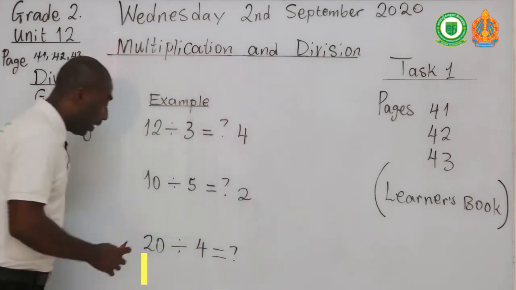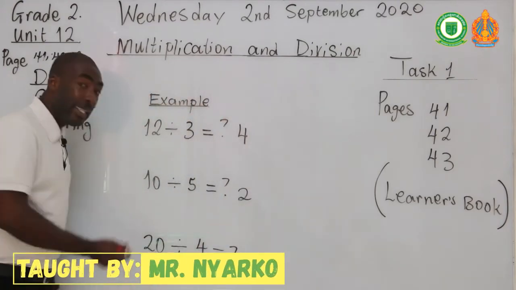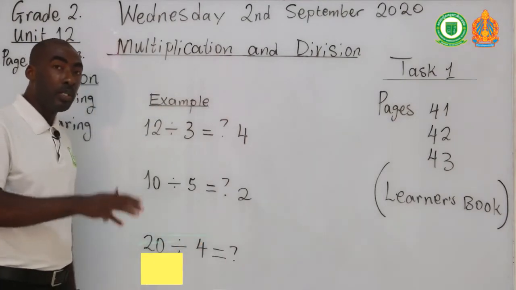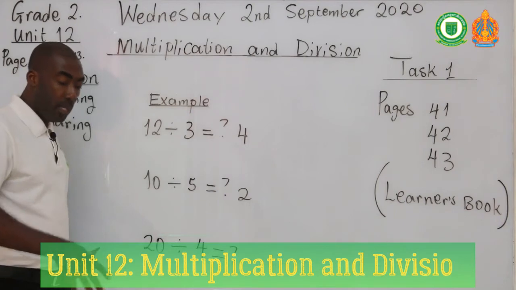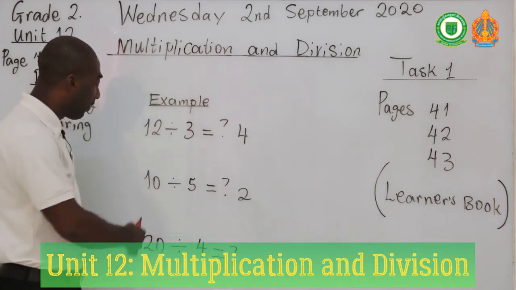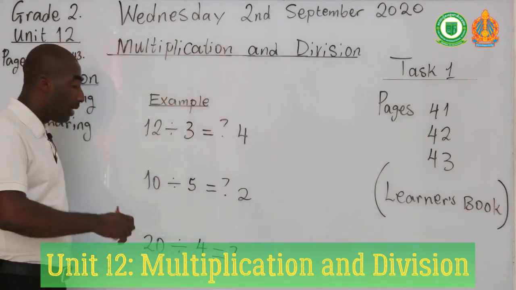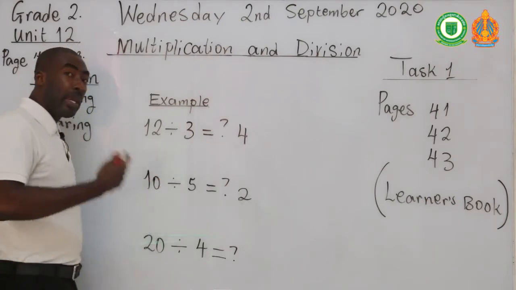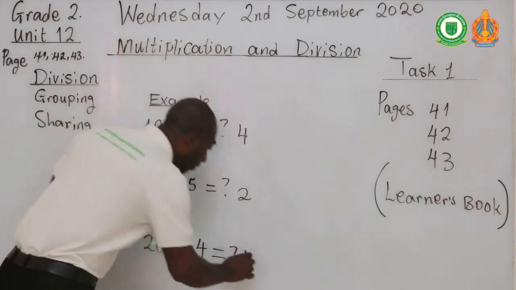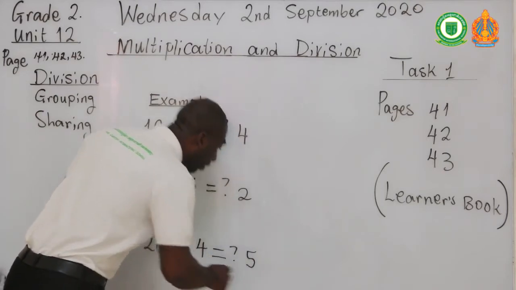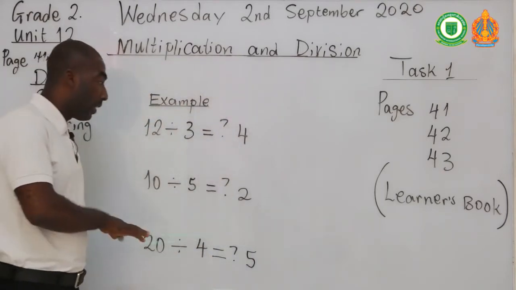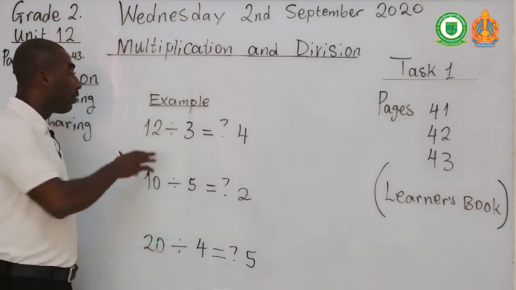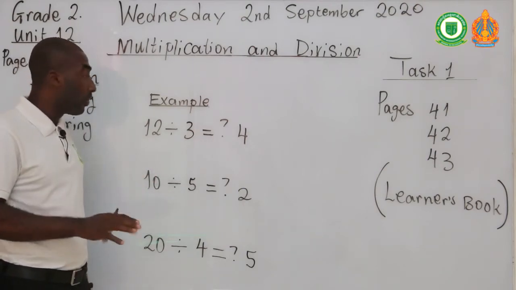Okay, so if you have 20 items and 4 people are going to share these 20 items, that means you have 4 people and then you have 20 items. So when everyone is picking, it's going to end up that everybody is going to get 5 of the items. So that is about using groupings and sharing to find your answers also.